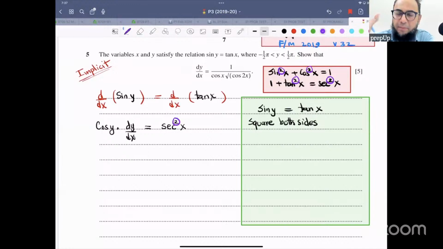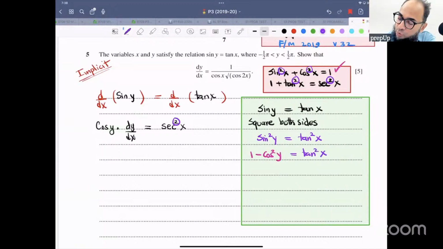When I square both sides, I get sine square y is equal to tan square x. That is the first thing that's coming to my mind. Now I need cos. So let me apply the identity that sine square x plus cos square x is 1. Therefore, sine square y is 1 minus cos square y. And this is equal to tangent square x. That is the next step.